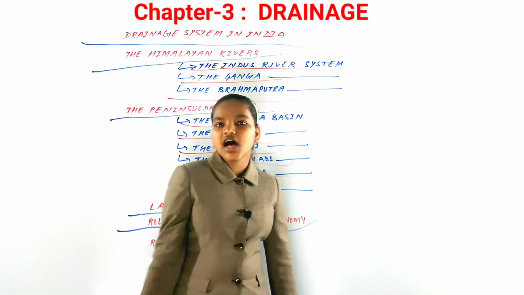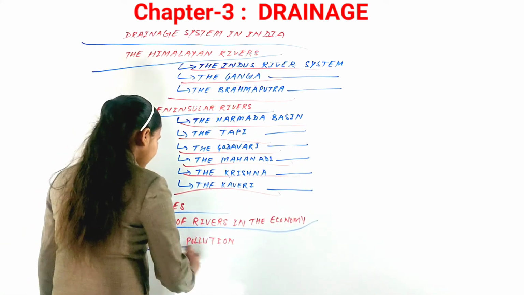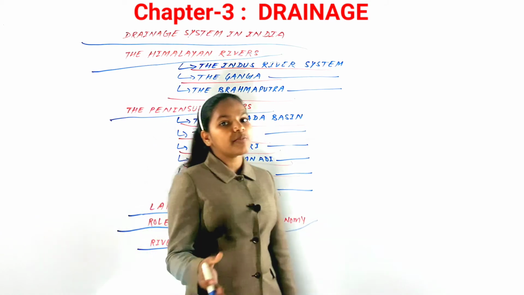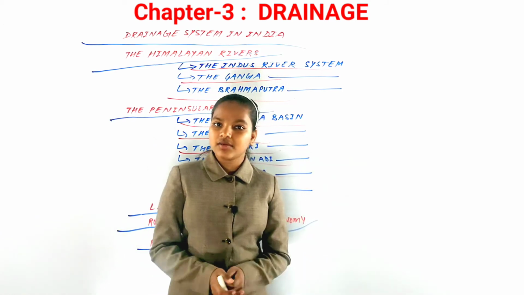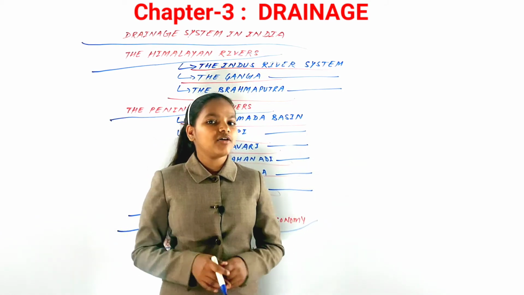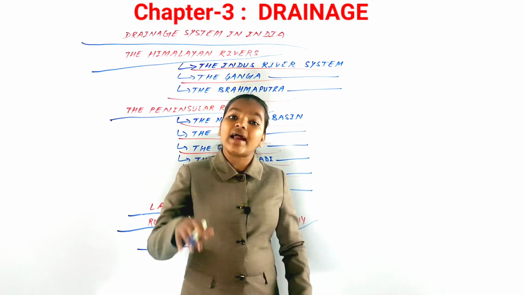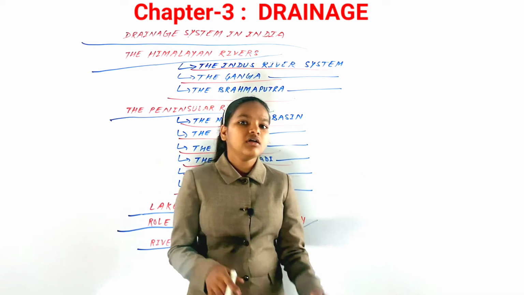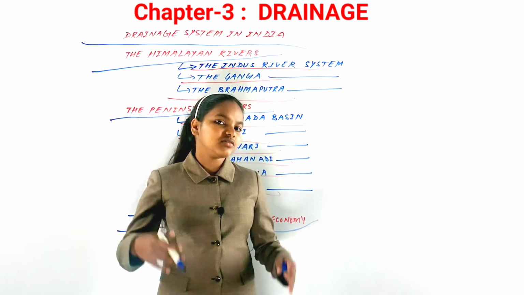So now our next and last topic of our chapter is river pollution. River pollution, one of the biggest problems in our country. Now let's discuss the background story of river pollution. What are the main causes of river pollution?